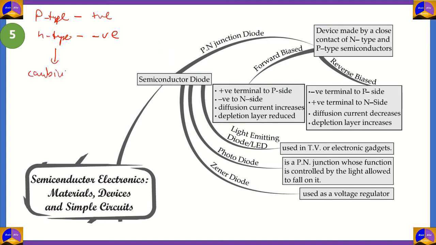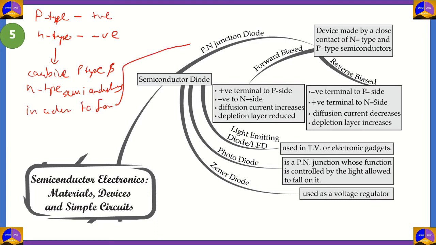combine p-type and n-type semiconductors in order to form a p-n junction. So a p-n junction is basically a junction formed by the combination of both p-type and n-type semiconductors. Now, a p-n junction is purely made out of n-type and p-type semiconductors.